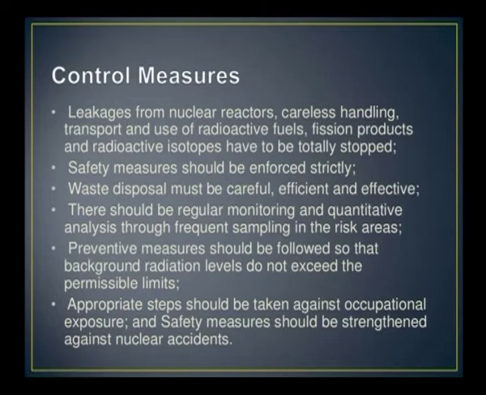Control measures, if you look at it: leakages from nuclear reactors, careless handling during transportation, and use of radioactive fuels, fission products and radioactive isotopes have to be totally stopped. Safety measures should be enforced strictly. Waste disposal must be extremely careful, efficient as well as effective. There should be regular monitoring and quantitative analysis through frequent sampling in the risk areas. Preventive measures should be followed so that background radiation levels do not exceed the permissible limits. Appropriate steps should be taken against occupational exposure, and safety measures should be strengthened against nuclear accidents.